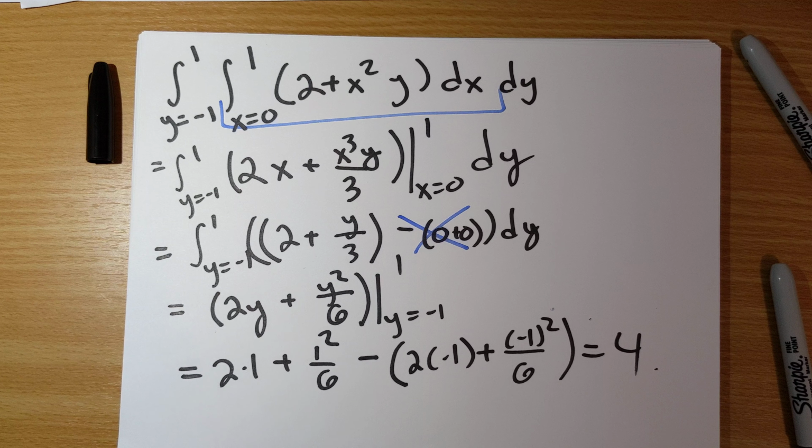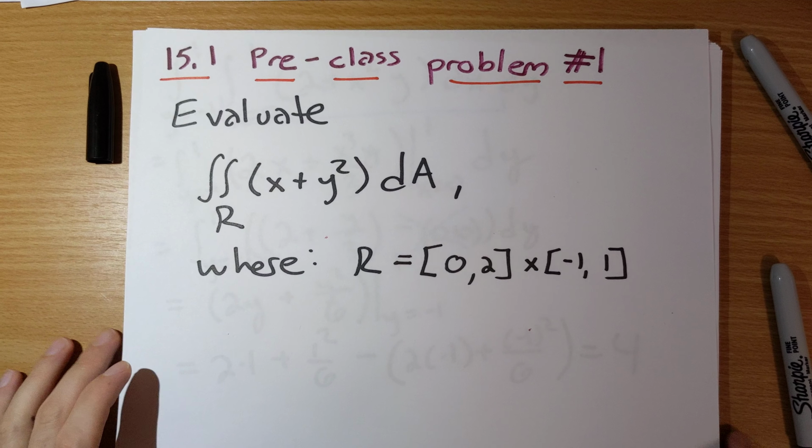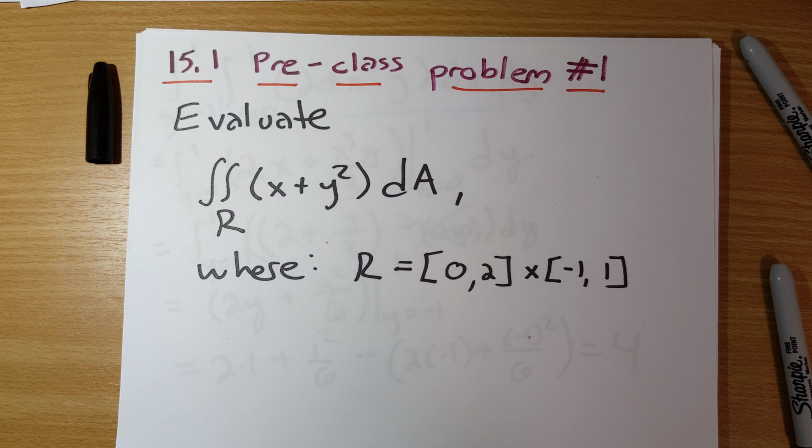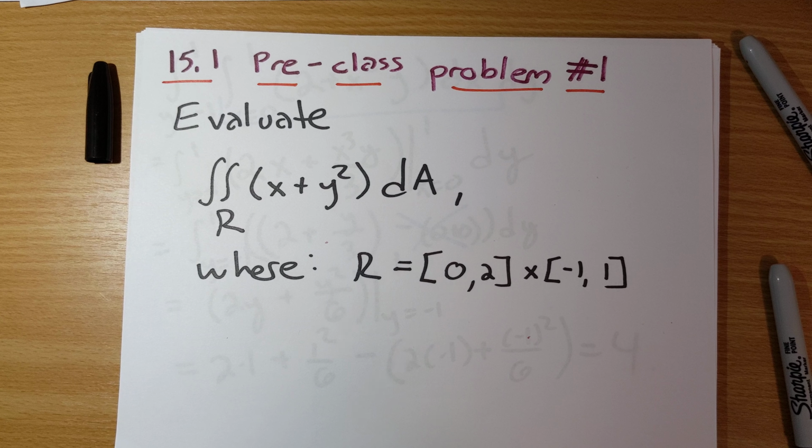Okay, so that is our first use of Fubini's theorem, and I think it's good here to do 15.1 pre-class problem number 1. Evaluate the double integral over R of x plus y squared dA, where R is x runs from 0 to 2, y runs from negative 1 to 1.